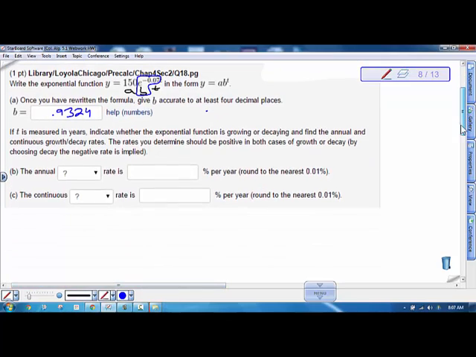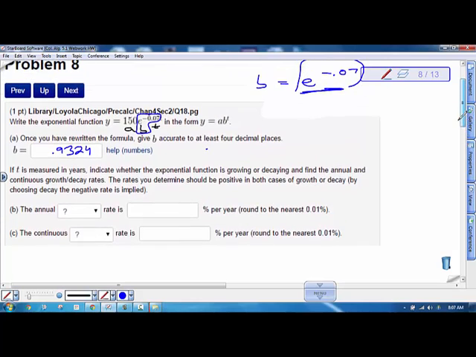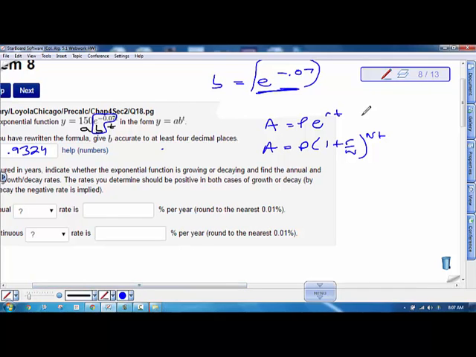Now, the tricky part then is this part down here. It says t is measured in years. Indicate whether the exponential function is growing or decaying. Find the annual and continuous rates. The rates you determine should be positive in both cases. So on our formula sheet, we have a couple formulas. We have this formula, A equals P e to the rt for continuous. And we have this formula, A equals P times 1 plus r over n raised to the nt. These are the two formulas we're going to compare to what we have here.